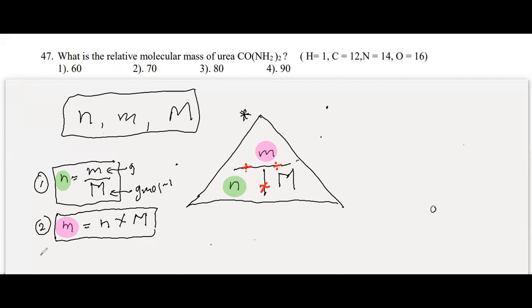Third one, number 3. What is the remaining one? I didn't highlight it. Capital M. How to find capital M? If you cover capital M, what is left in the triangle? Simple m divided by simple n. Mass over moles. Mass divided by moles.